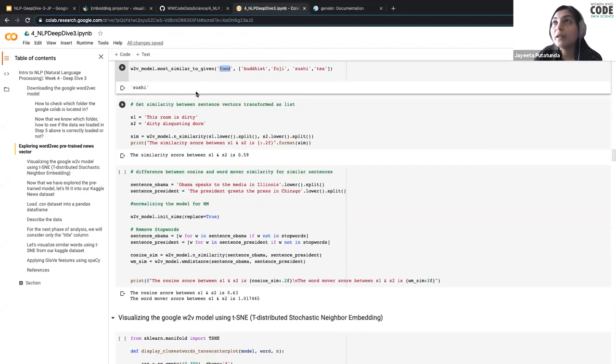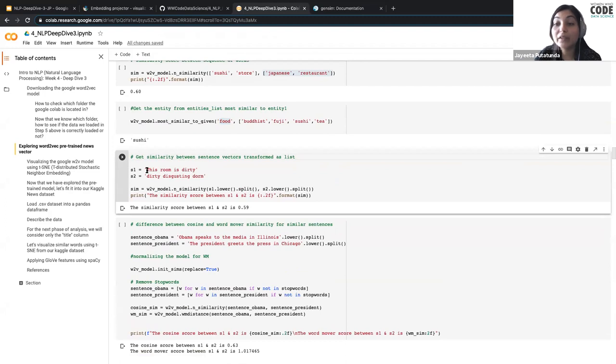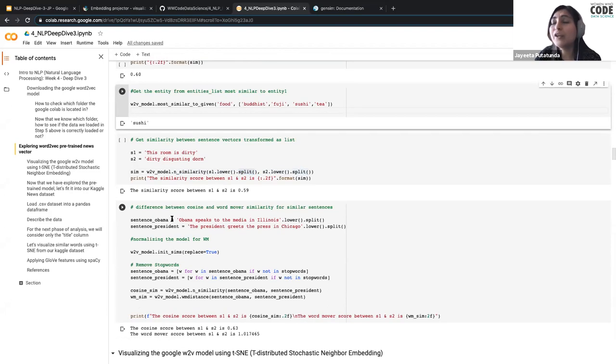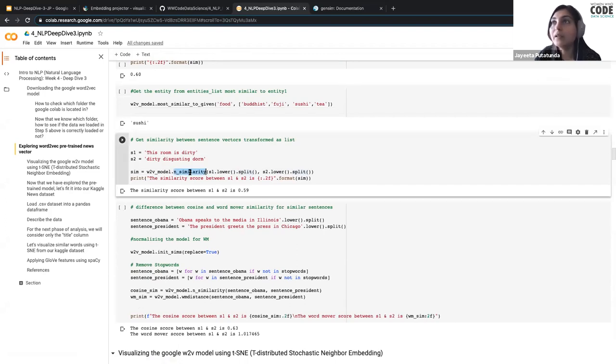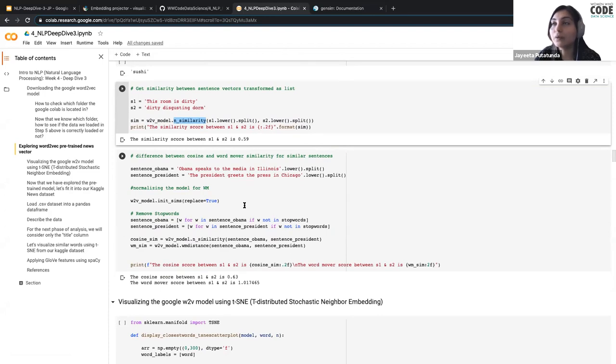Great. So now I already had broken out tokens here. If you have sentences like this, where one sentence is the room is dirty, and another sentence is disgusting dirty dorm, you can pass them to n similarity again. What you need to do first is make sure everything is in lowercase and you split it so that it becomes a tokenized format like this, and you pass those as a list entry, as an argument in the n similarity method here. You would get the similarity score between S1 and S2 as 0.59. The base of n similarity is basically cosine similarity scores.